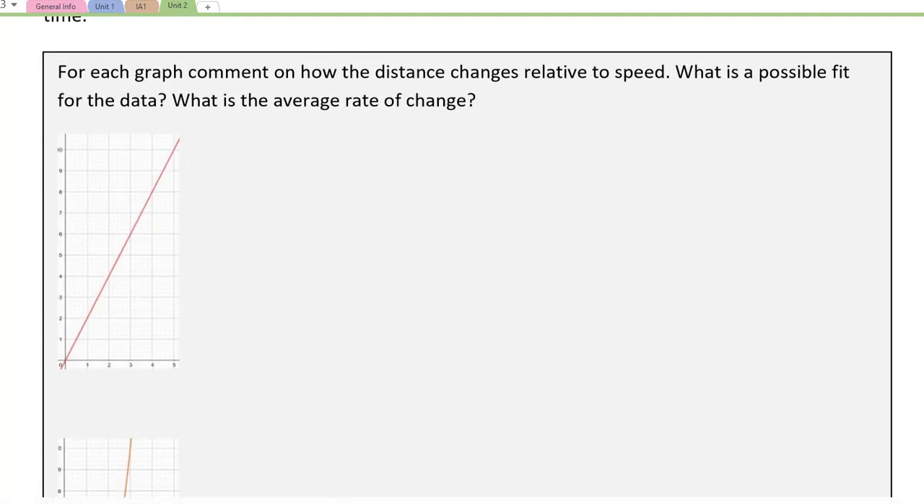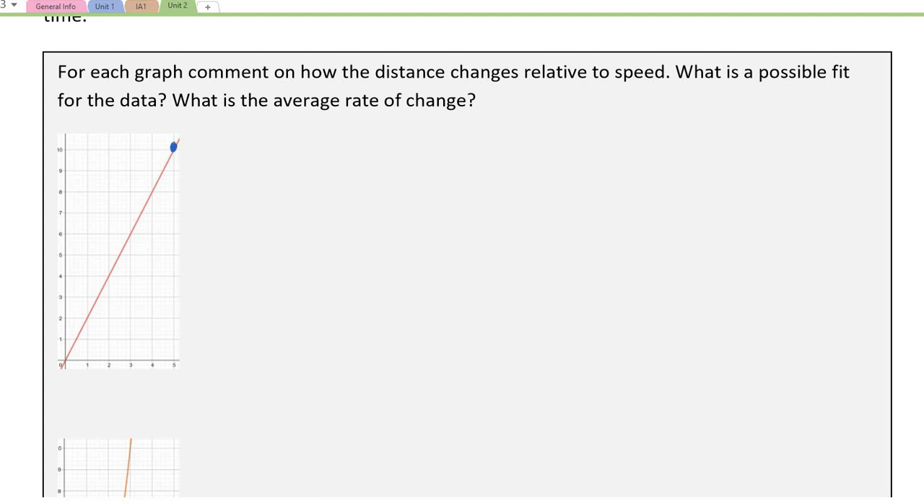For each graph, comment on how the distance changes relative to speed, what is a possible fit for the data, and what is the average rate of change. So this one, we don't have axes. You see we're starting at nothing, and then after 5 seconds... Oh, so these are all distance relative to speed. So after 5 meters, we're going 10 meters a second.